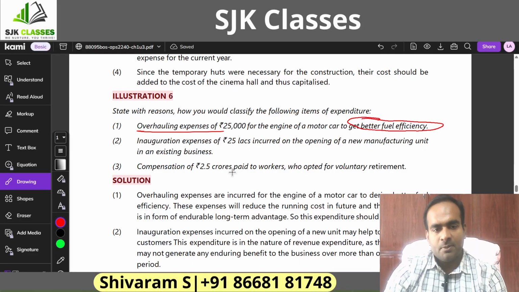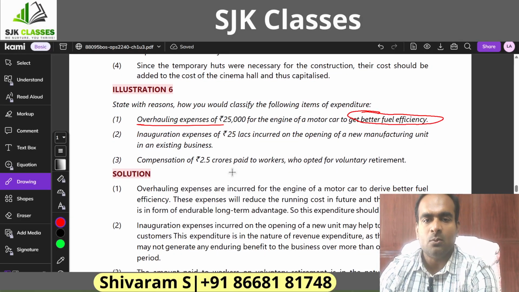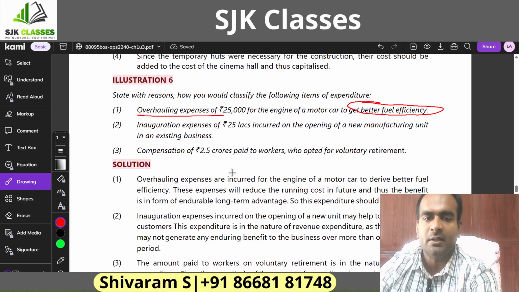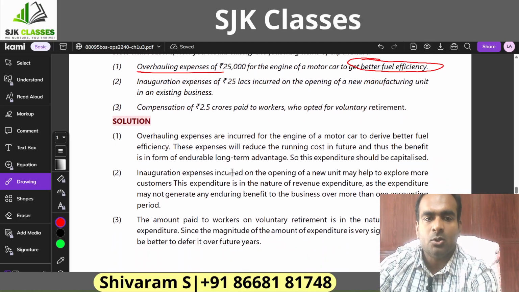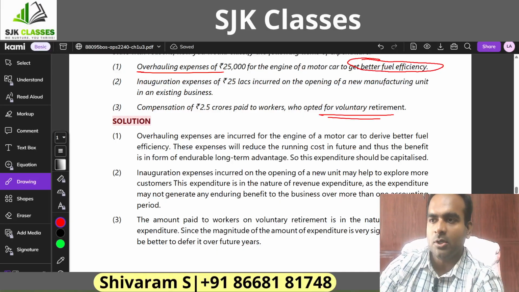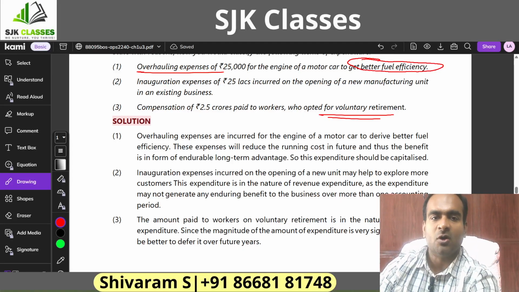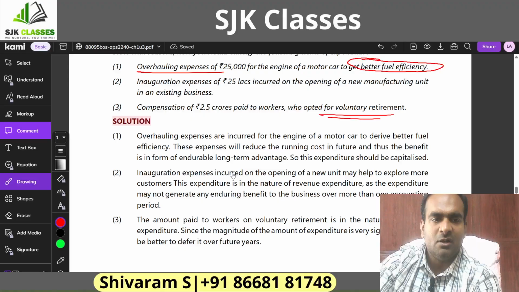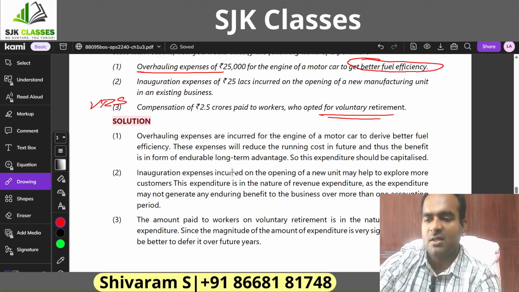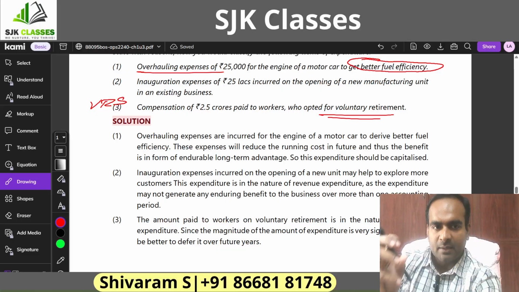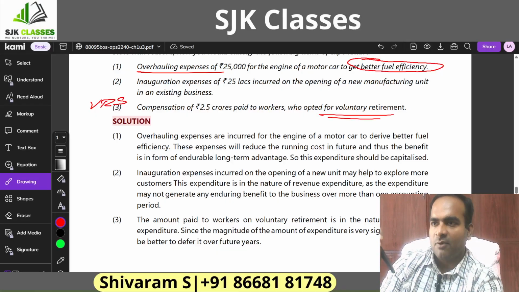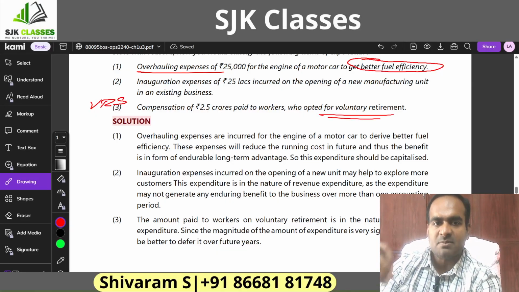Next one, compensation of 2.5 crores paid to workers who opted for voluntary retirement. So I have paid 2.5 crores to workers who opted for voluntary retirement. They wanted to voluntarily leave the firm, for which I am paying them. We call this VRS. VRS is nothing but voluntary retirement from service. So when the employees take VRS, we'll pay them some compensation.